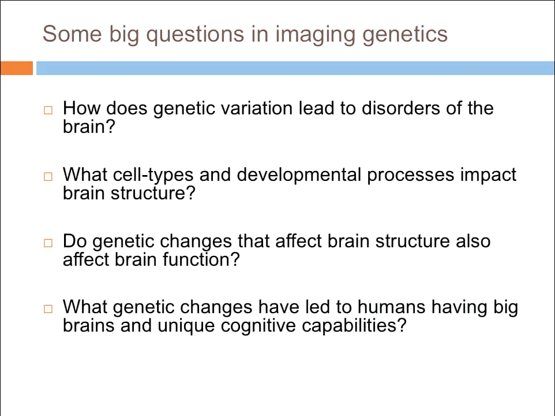A second thing we want to do is to identify what cell types or developmental processes impact brain structure. Do genetic changes that affect brain structure also affect brain function? And if they only affect brain structure in the absence of affecting brain function, do we care? This is another question. So what genetic changes have led to humans having big brains and unique cognitive capabilities? This is an interesting question too about human evolution.